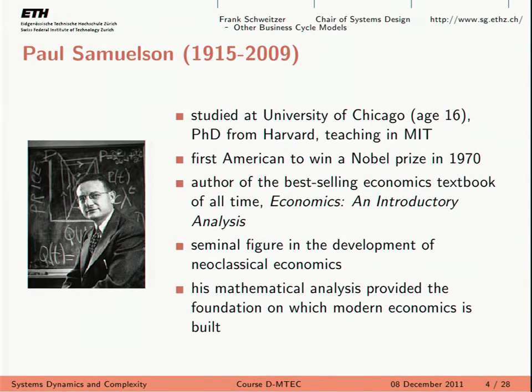All right. I tried to give you a little bit of information about each economist. So for instance, Paul Samuelson was already at university at the age of 16. You can read this at your leisure. He's the author of the best-selling economics textbook of all time. So that has to count for something.